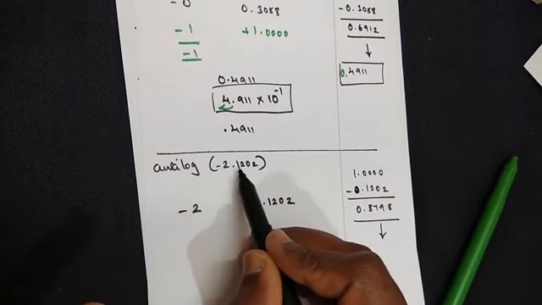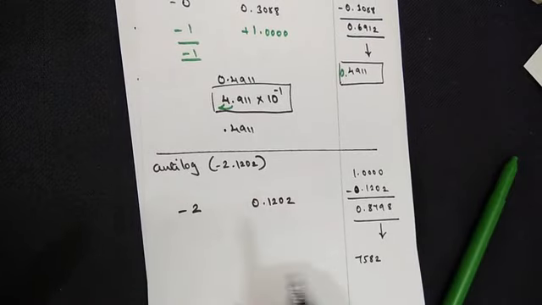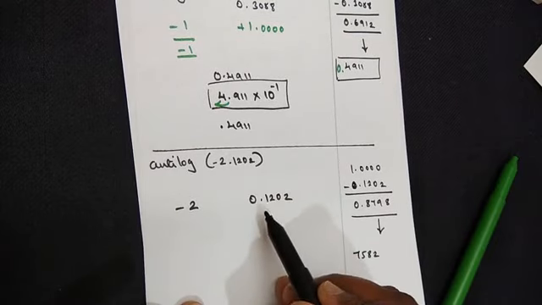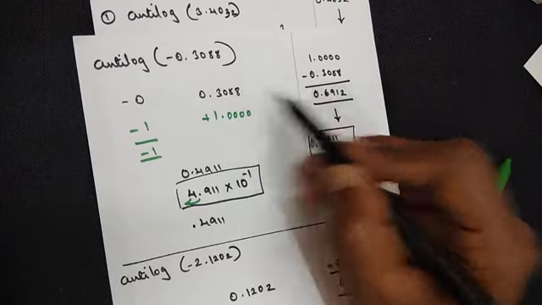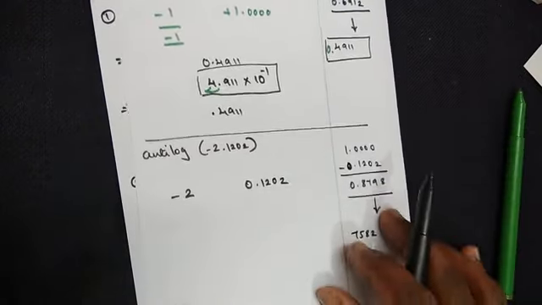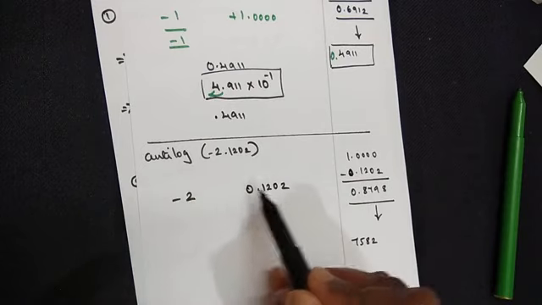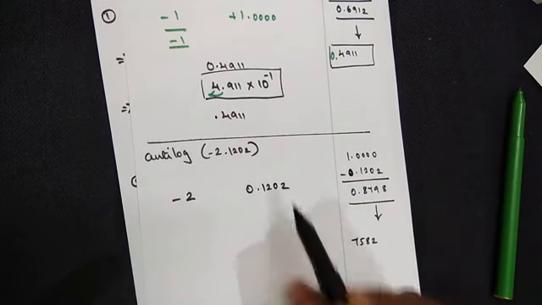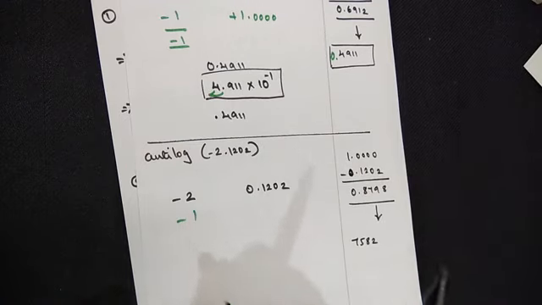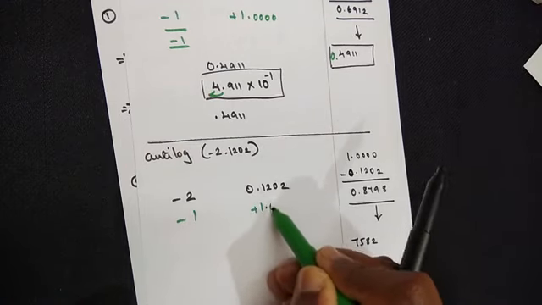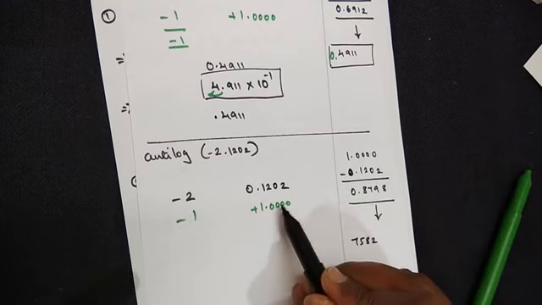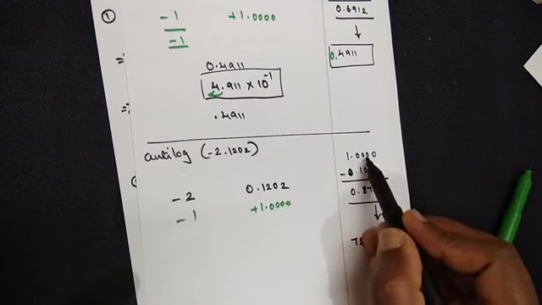Anti-log of minus 2.1202 here. So what first step do you have to do? Convert the negative number into a positive number. So write down minus 2, 0.1202 here. Now what have we to do? The given clue: add minus 1 here, add plus 1.00 here. Now as usual, this is a positive number, this is a negative number, subtract it.